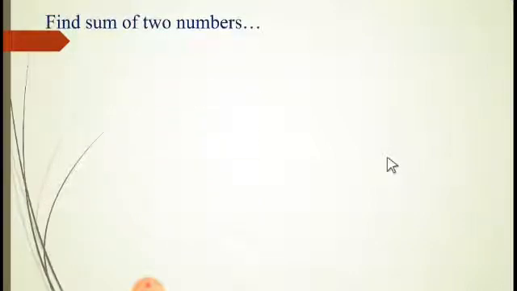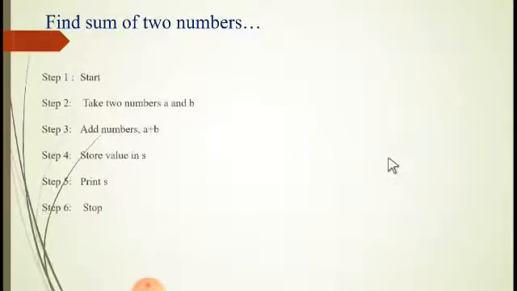Next, the algorithm to find the sum of two numbers. There will be 6 steps. It starts with start and takes two numbers a and b. Add these two numbers, that is a plus b. Store the result in s. Print s, and the next is stop. These are the 6 steps to find the sum of two numbers.